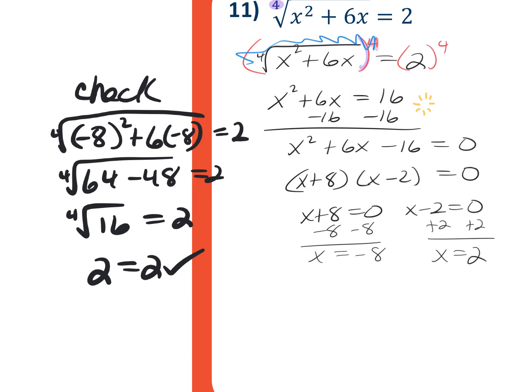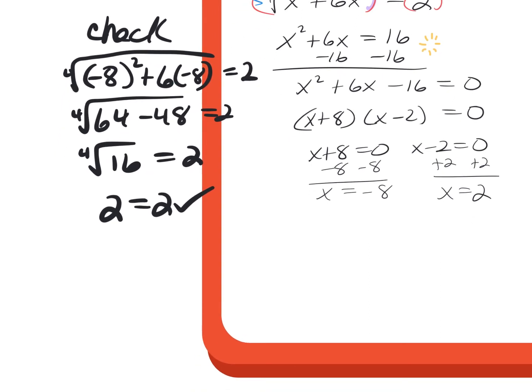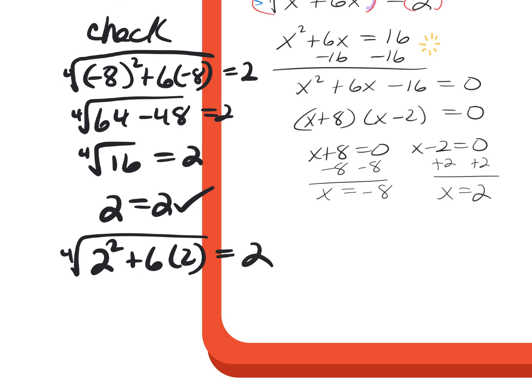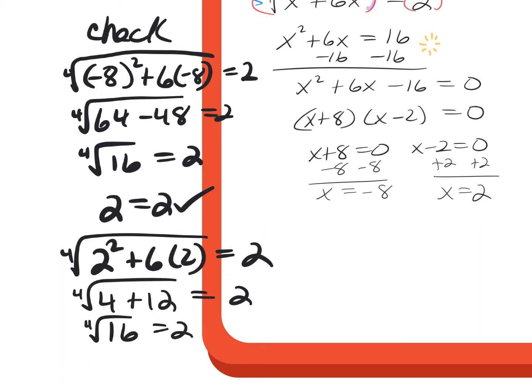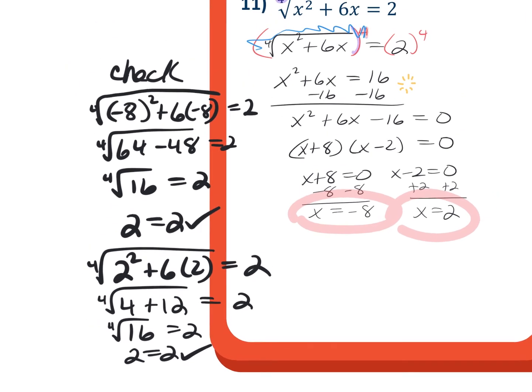So this one checks. Then I also have to plug in a positive 2. So 2 squared plus 6 times 2. And again, it's under the fourth root. And then 4 plus 12, 16. And again, the fourth root of 16 is 2. 2 equals 2. This one also checks. So x equals negative 8 and x equals positive 2 are both good answers.